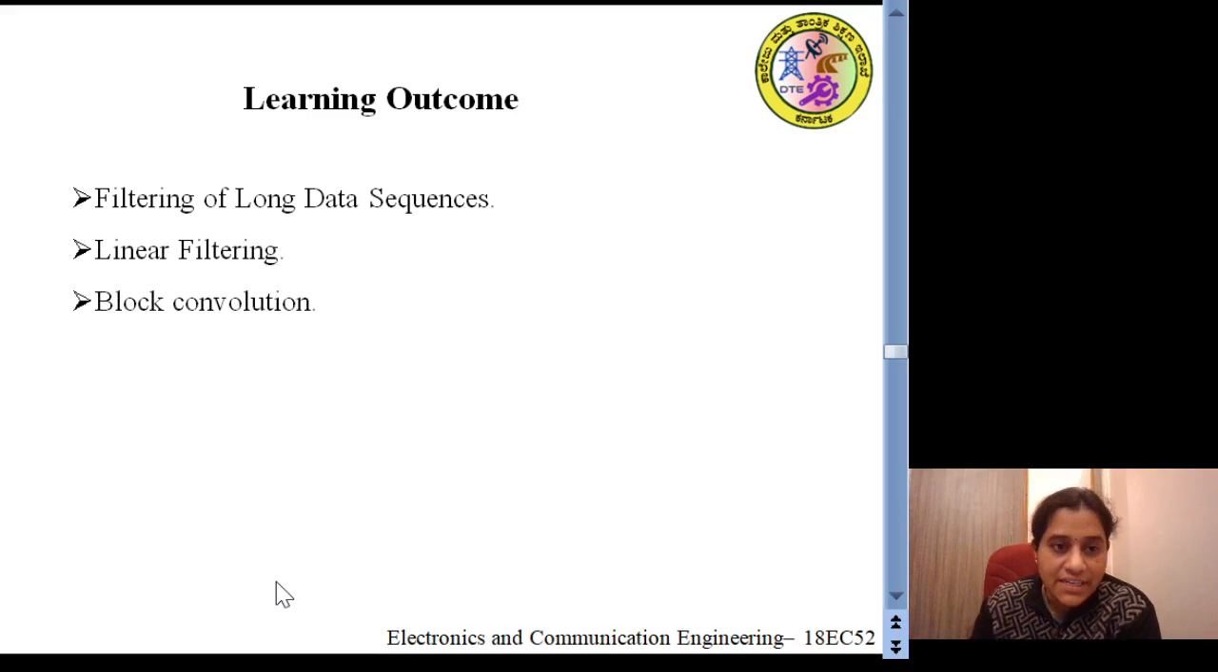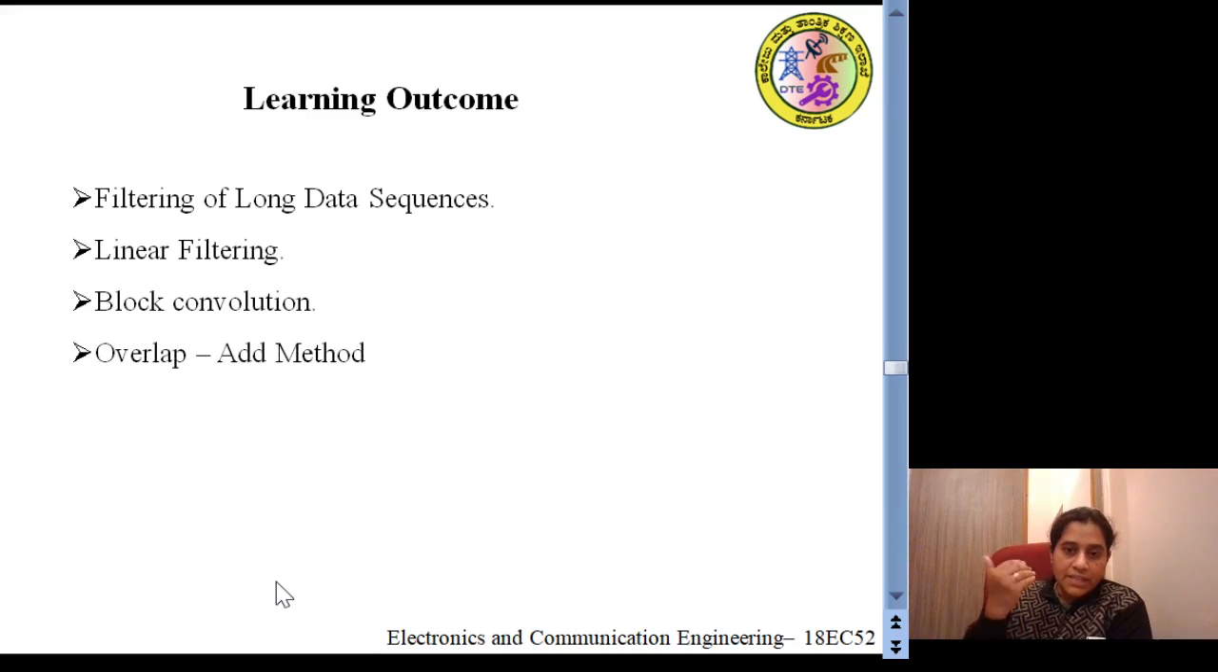Next, we considered block convolution, how we are convolving here, by splitting the incoming samples into a number of blocks of inputs and convolving with the impulse response to obtain blocks of output, then overlapping and all those things. We concentrated more on the overlap add method here, and we considered some numerical examples, an illustrative example, for better understandability. I hope you understand the concepts we discussed here.